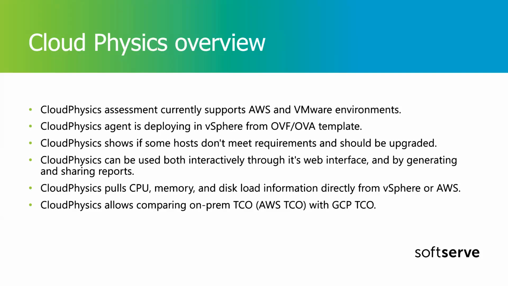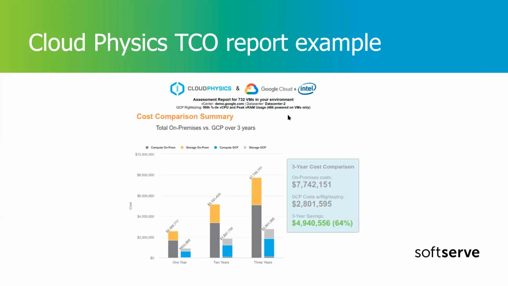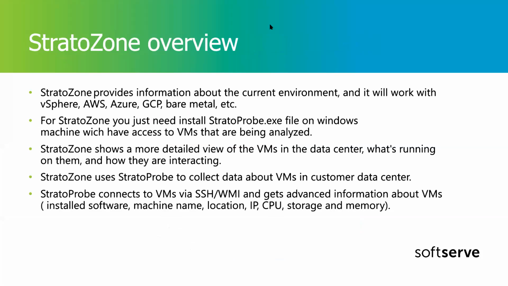And with CloudPhysics, we can create TCO reports for comparing costs on the GCP site and vSphere or AWS. This is an example of this TCO report, only one screenshot of this report. And the next tool is StrataZone.